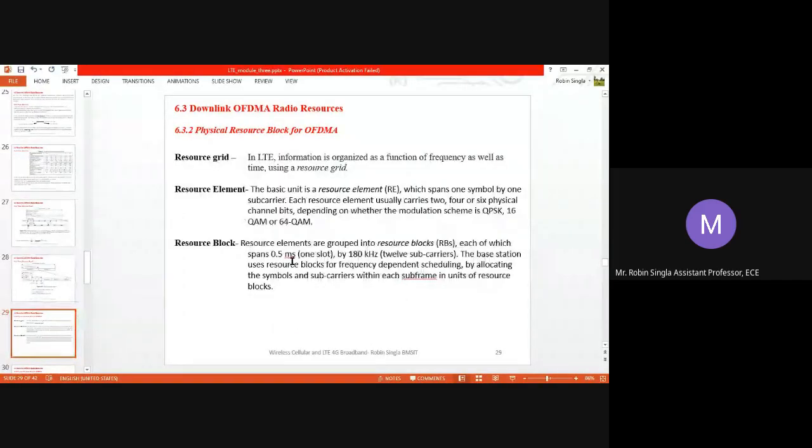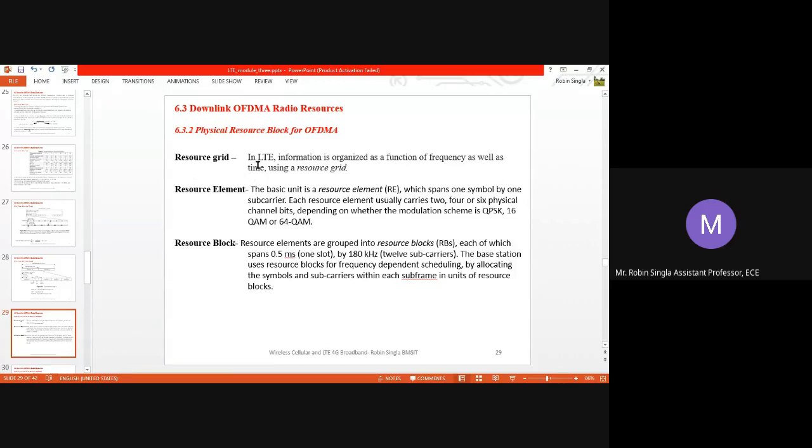Now the next topic is physical resource block for OFDMA. So remember, this thing we are doing for downlink. The main topic is downlink OFDMA radio resources. Okay. So there are 3 main things in physical resource block for OFDMA: one is resource grid, second is resource element, third one is resource block.